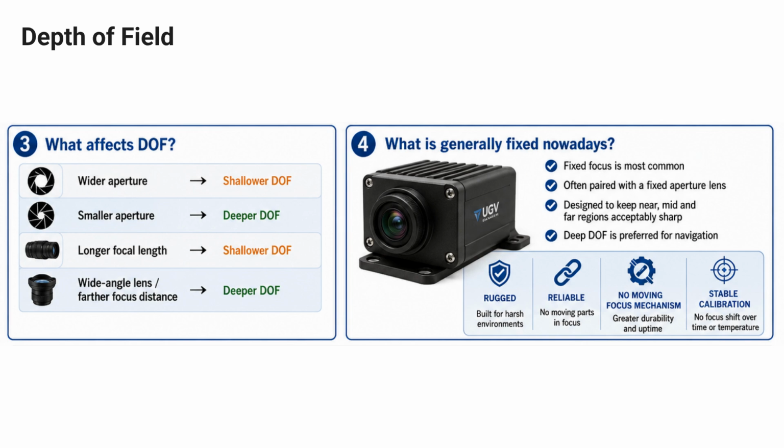Let's understand what affects DOF. A wider aperture creates a shallower depth of field, so less of the scene appears sharp. A smaller aperture gives a deeper depth of field, keeping more of the scene in focus. Similarly, longer focal lengths reduce depth of field, while wide-angle lenses and greater focus distance increase it. Today, most navigation cameras use fixed focus, and often a fixed aperture, to achieve a deep, usable depth of field. This makes the camera rugged, reliable, stable over time, and well-suited for consistent vehicle navigation.